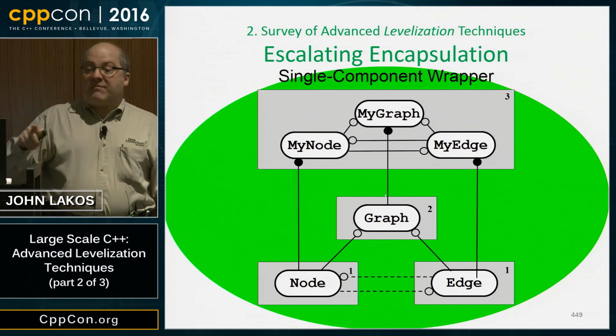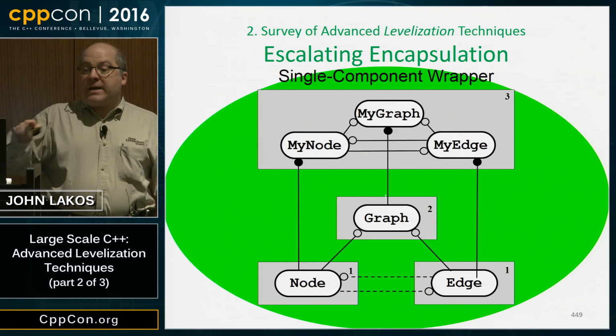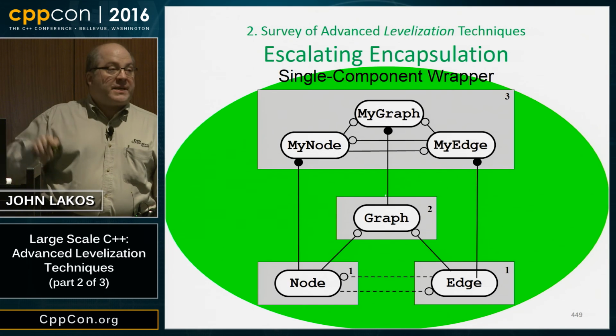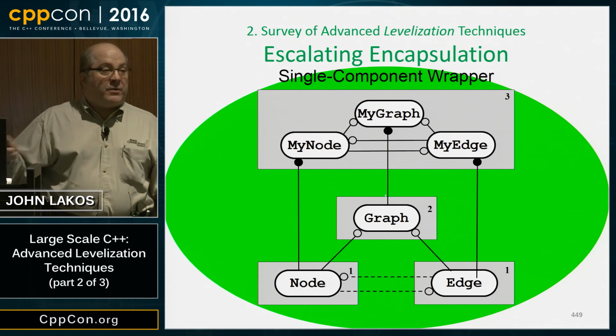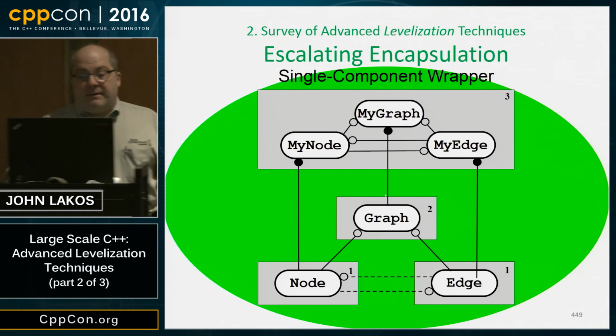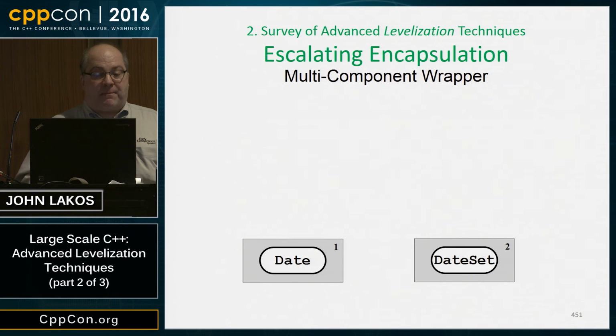I don't expose any of that stuff. What I do is I have my own proxies, and I can reach inside the other one. My node can reach inside my edge and pull out edge because it's all in the same component, and I can have friendship going any which way I want to. So that's fine. But it doesn't work in general. So I'm going to show you for a multi-component wrapper.